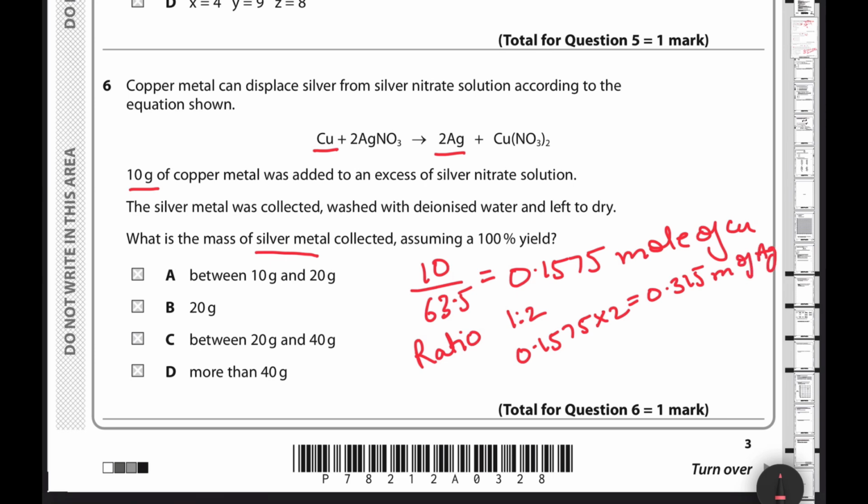Then you just find the mass. Mass is moles times Mr. Mr is 107.9 of silver. So you will get the mass of silver, which you will get around 34 grams. So answer will be C. It will be between 20 to 40 grams. I hope this is clear.